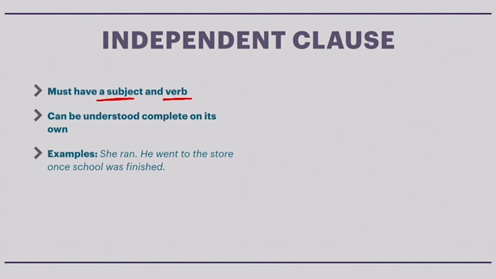I have an example here. She ran. Of course, we have our subject in she and our verb in ran. It can also be more complex sentences like he went to the store once school was finished. So you can see there's a subject, there's a verb, and there's also some additional information here. So another way you can understand if something is an independent clause is that it can be understood completely on its own. So you don't need any more information when you're dealing with an independent clause.